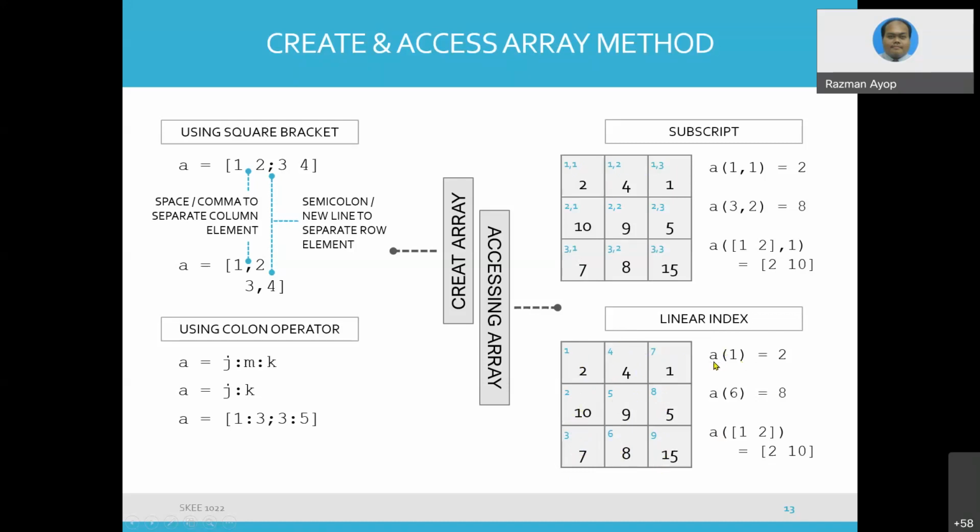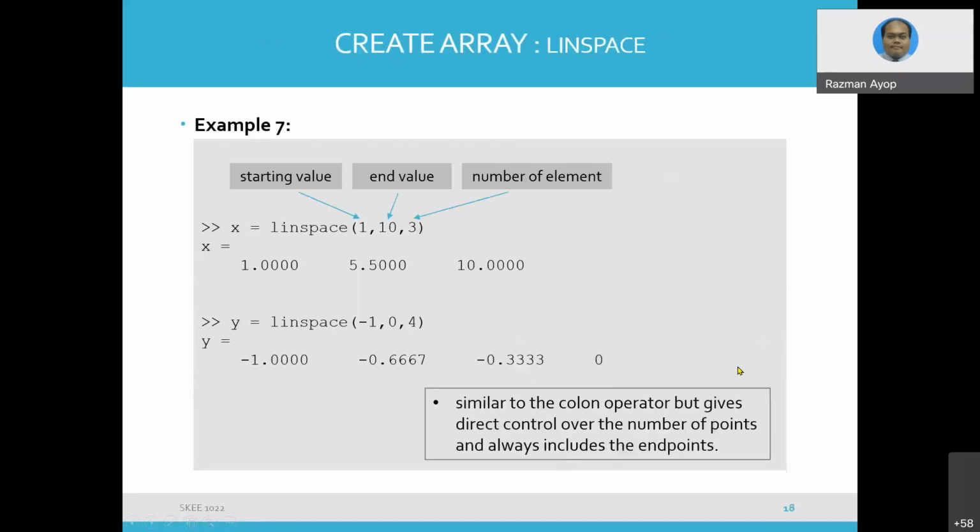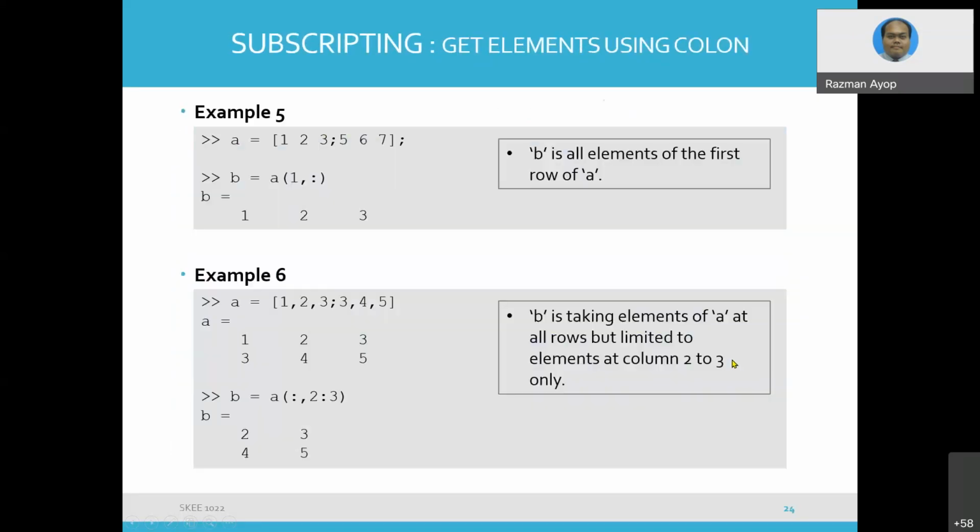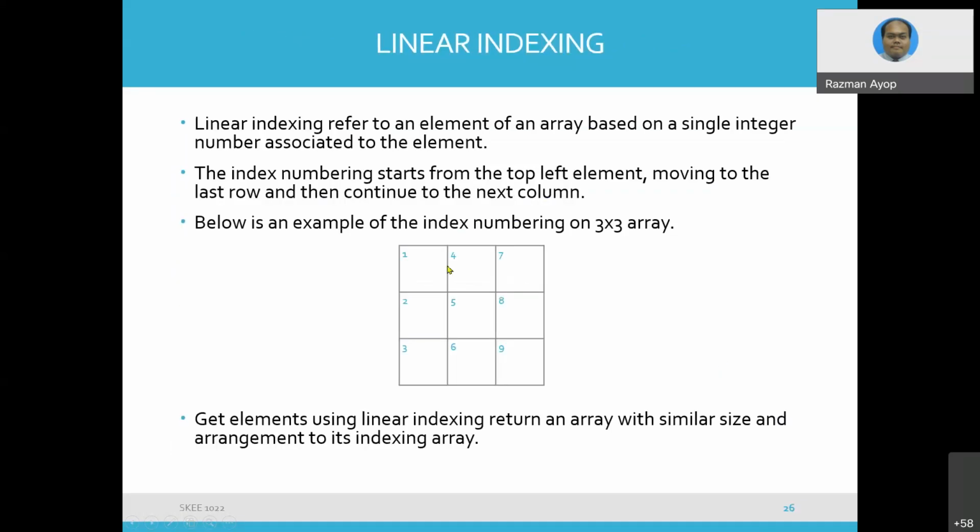You can see here how to call the data. For example, A(1), we call this data. A(6), this data. If you use A with brackets 1 and 2, it means that you want to access data number 1 and data number 2, so it will take data number 1 and data number 2. Basically, you have to see the index in the row first, finish the row first, and then go to the next column.